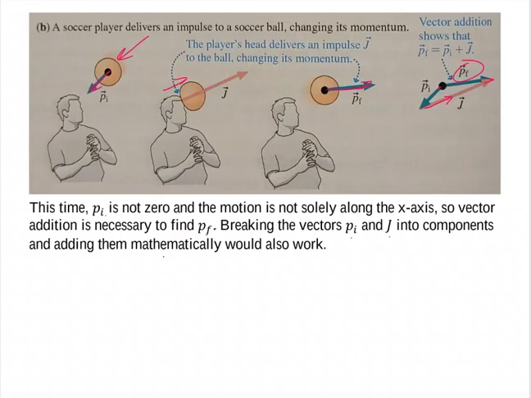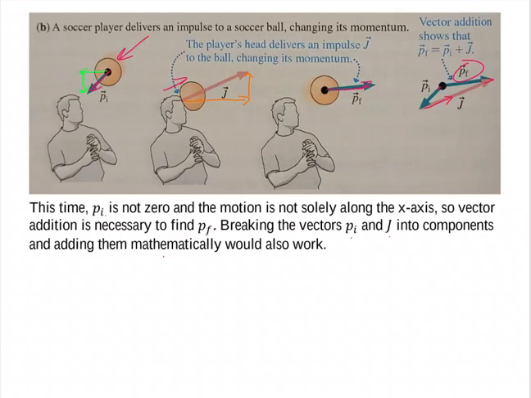The initial momentum vector would have an x component that way and a y component this way. And then let me pick a different color here. I'll go with this one. The impulse vector would have an x component this way and a y component this way. So now we're just going to add those components.